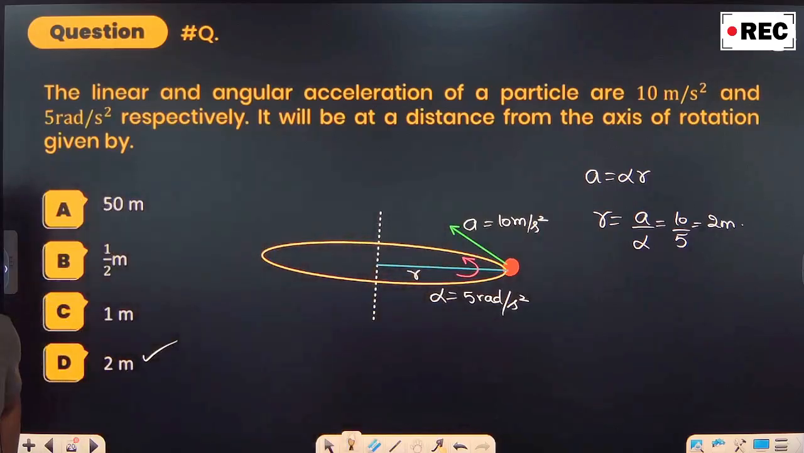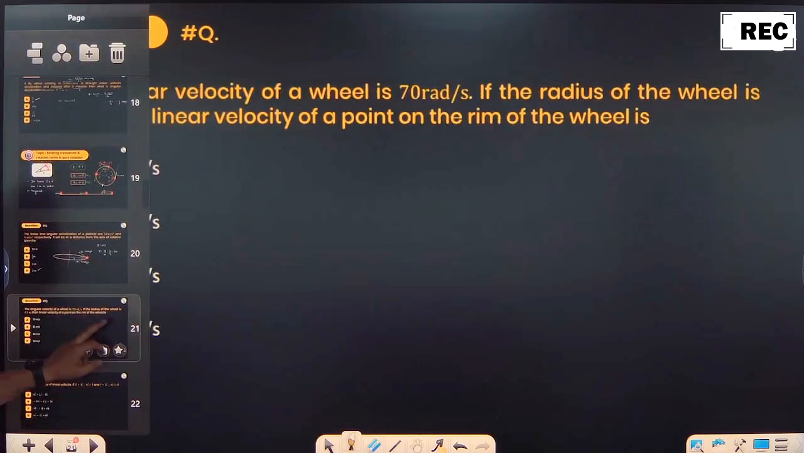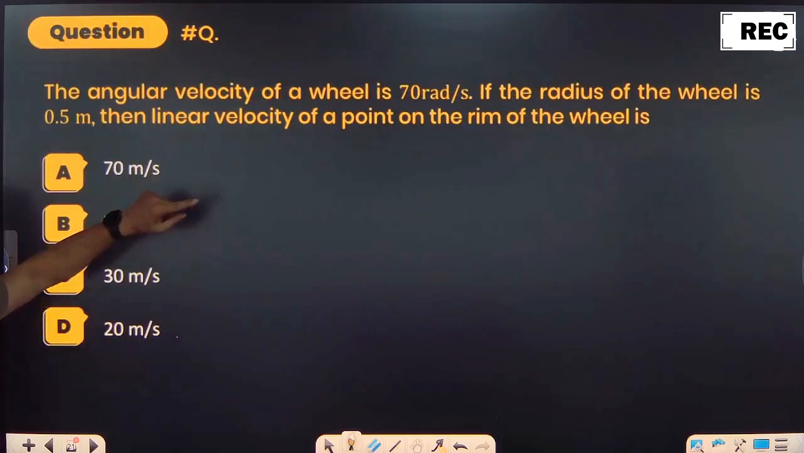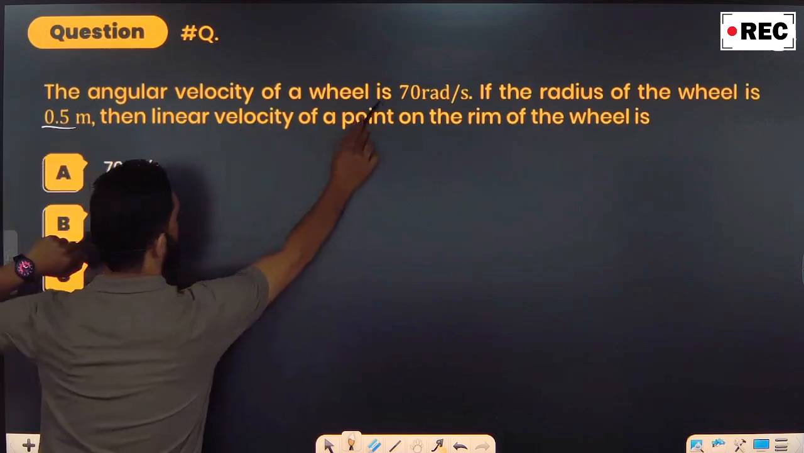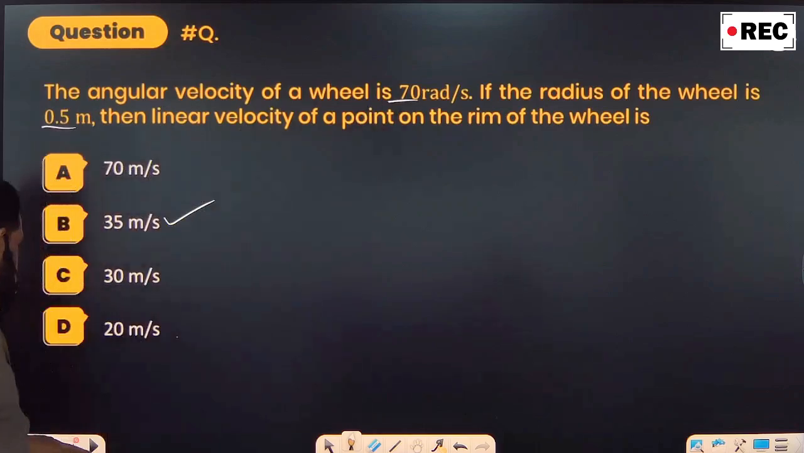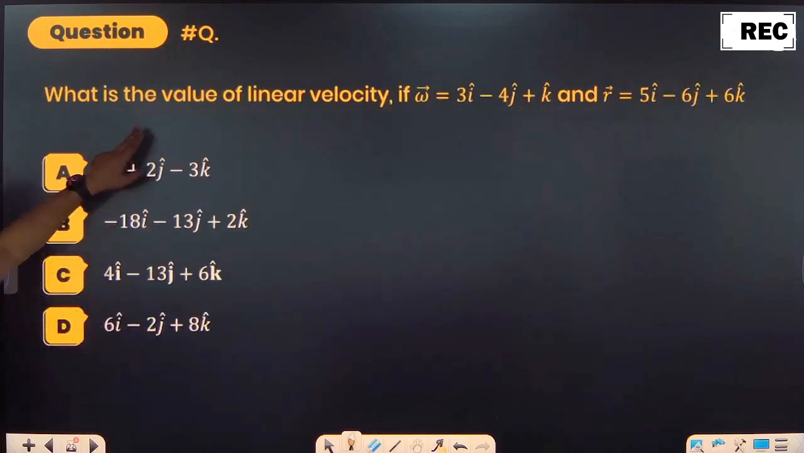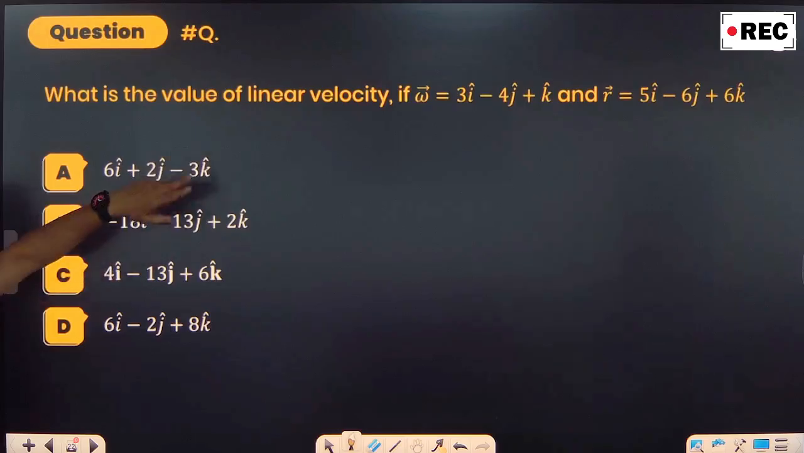So that's it. You tell me one thing. जो मैंने इससे पहले एग्जाम्पल दिए, फैन का हर पॉइंट सेम ये angular velocity of the wheel is this. If the radius of the wheel is 0.5, linear velocity is V equal to omega r. 0.5 into 70, 35 meters per second. Omega and r are given.